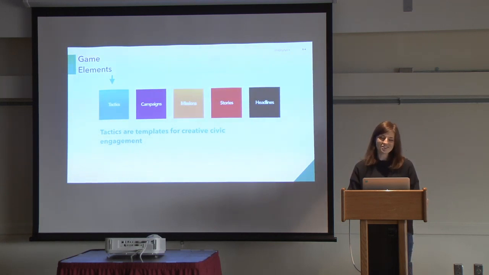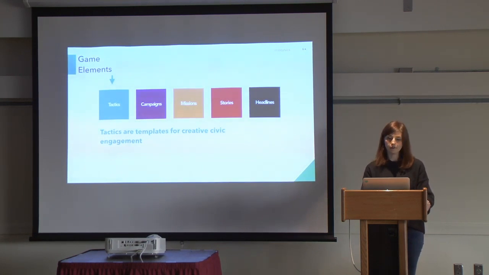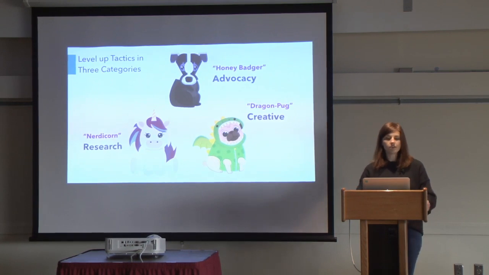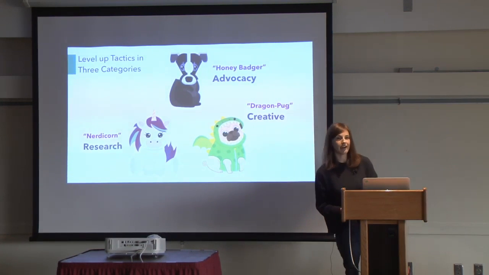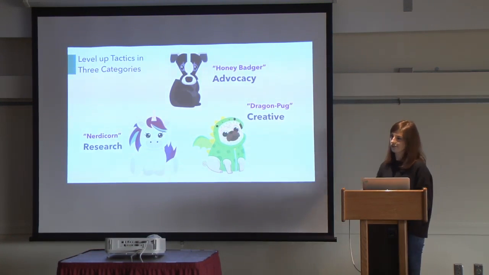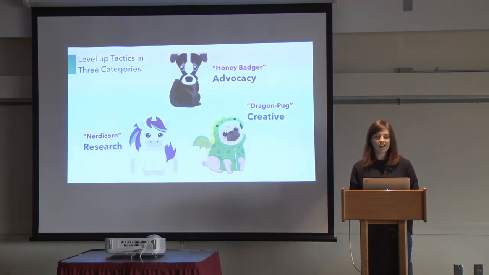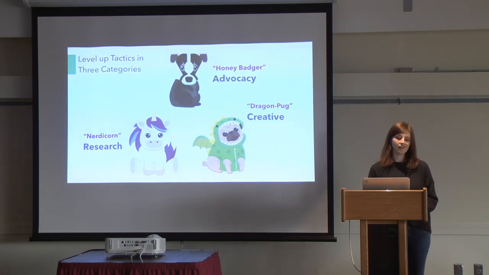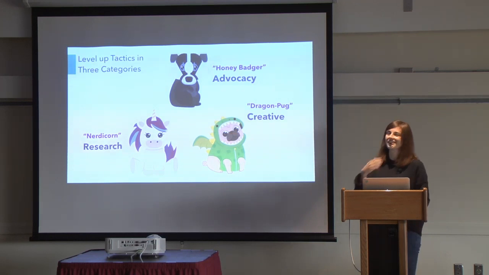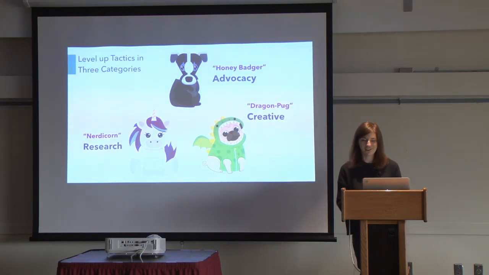And I want to start with about 50 different tactics in the game, and then participants can also add their own. Those tactics exist in three different categories, which are guided by our three little player characters here. We've got the Honey Badger for advocacy, the Dragon Pug for creative, and Nerdicorn for research. So these represent different types of tactics that you can engage with, and you can level up in each of these categories as you go through the game.